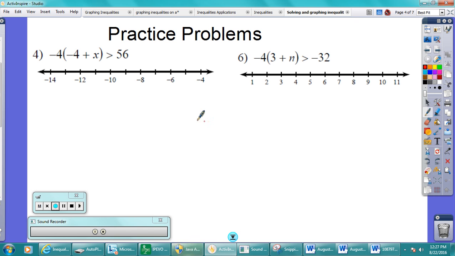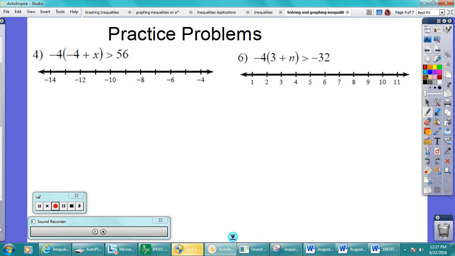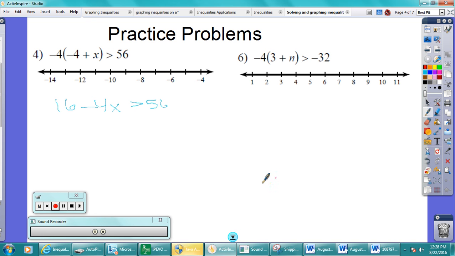Now, let's do some practice. Here, we're going to distribute the negative 4 times the negative 4. We're still solving a problem, guys, even though we have an inequality sign. We're still just solving an equation. So, I'm going to distribute the negative 4 times the negative 4 is 16. Then I'm going to distribute the negative 4 to a positive x. And just rewrite. Now, from here, what am I going to do? I'm going to subtract the 16 from both sides, right? I'm still trying to solve for x.